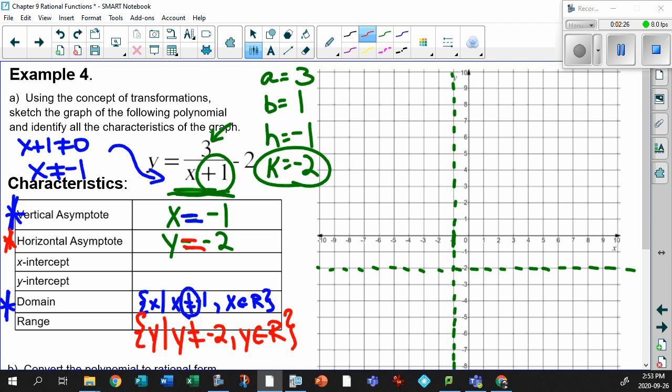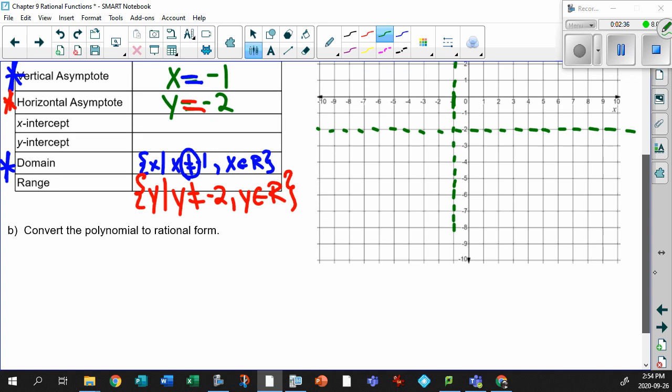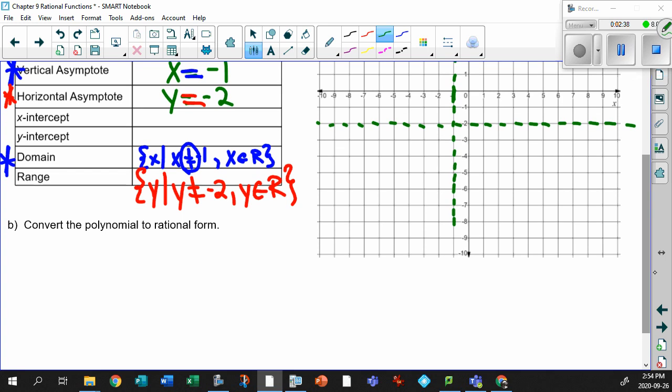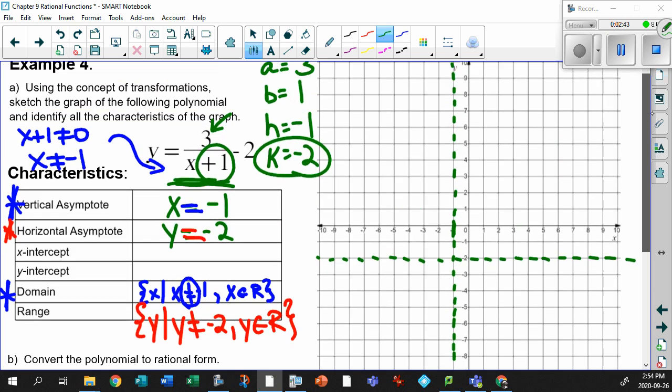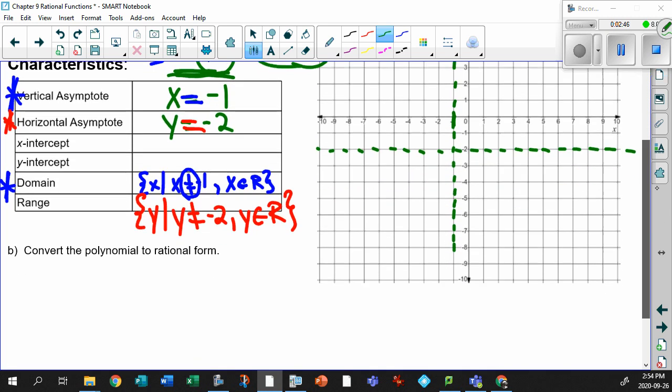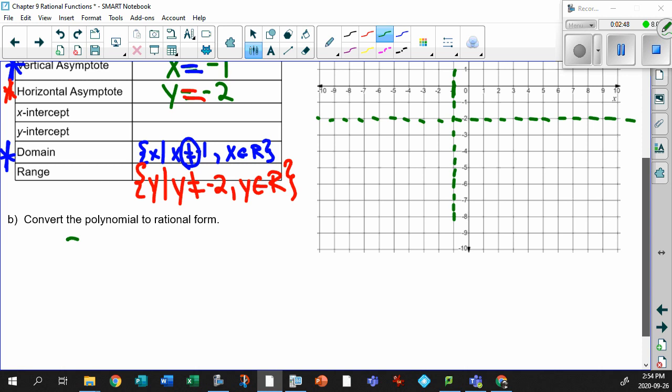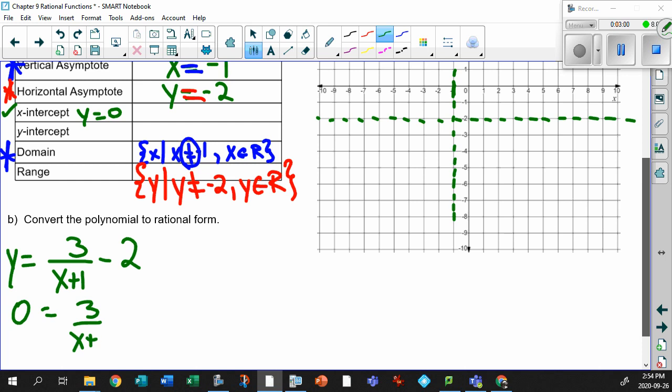So now look how much you've got done. It's incredible. Let's do our x-intercept and y-intercept now. X-intercept, oh, real simple, happens when y equals 0. So remember the formula that we were dealing with, this guy way up here. We're dealing with 3 over x plus 1 minus 2. That's what your y equals. So figuring out the x-intercept, y equals 0. That's 0 equals 3 over x plus 1 minus 2.